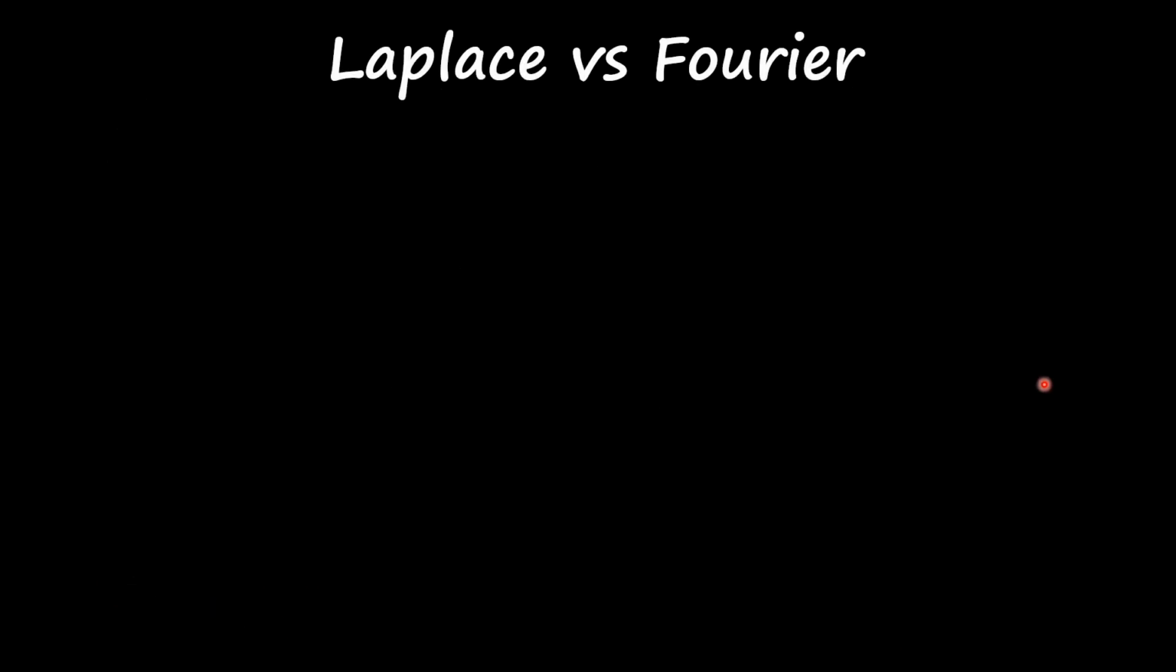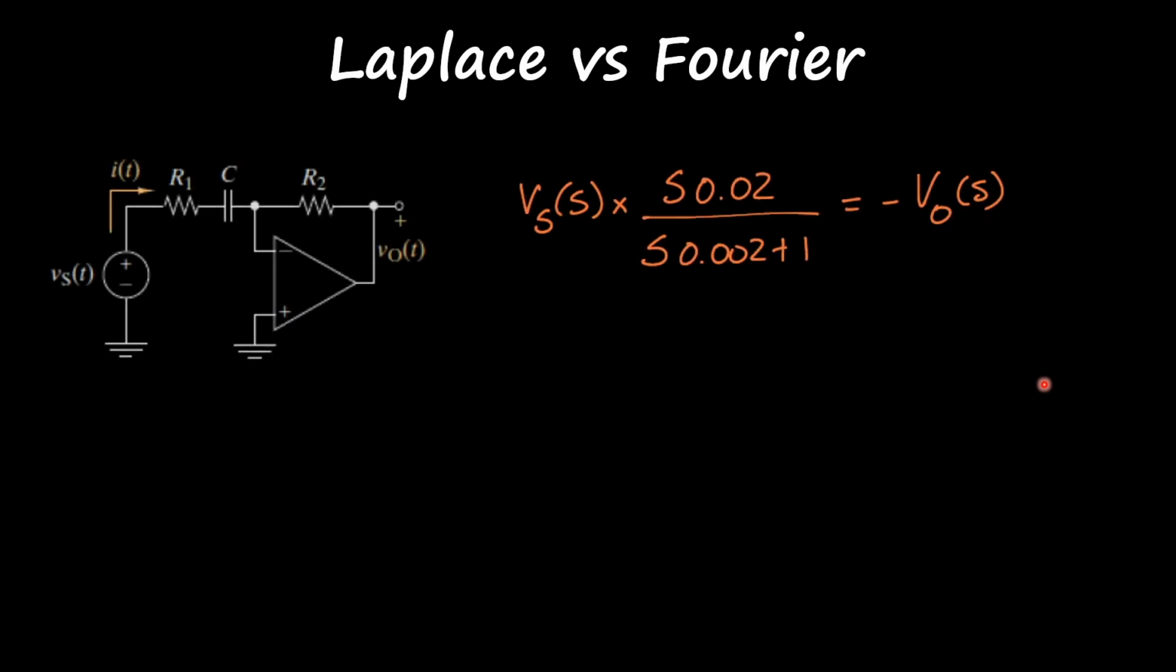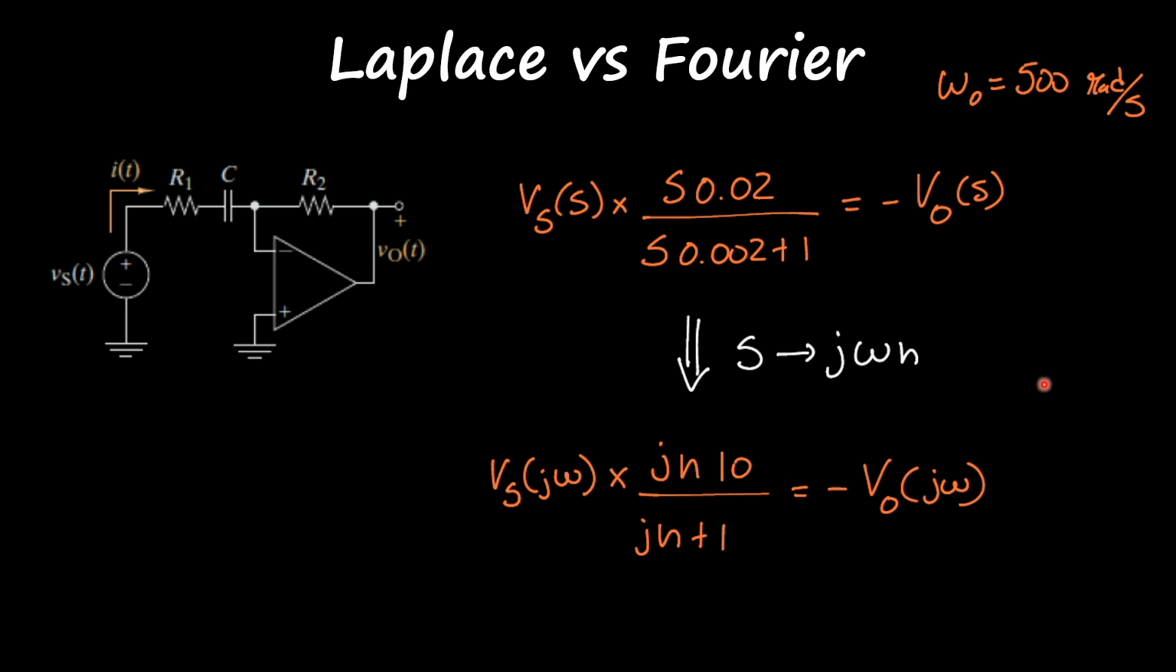This video is going to focus on the similarities between Laplace and Fourier. The motivation behind this video is that when we were solving our exercises using Fourier, we were switching between Laplace and Fourier and doing this substitution between s and j omega. And I mentioned in those videos that there is a set of conditions that need to be satisfied in order for us to be able to do this substitution. I'm going over those conditions right now in this video.